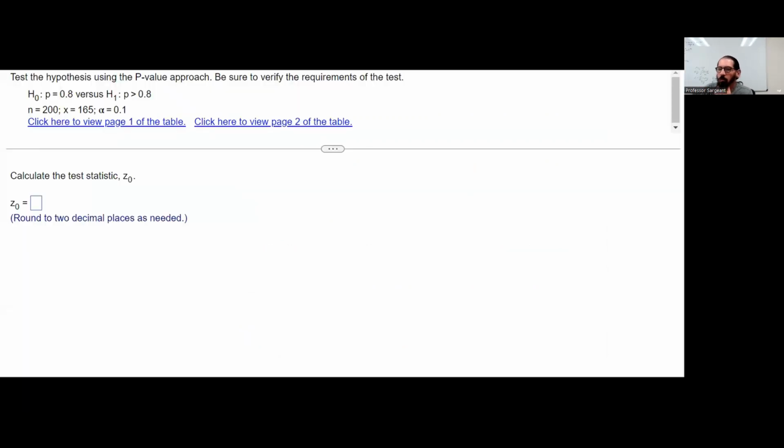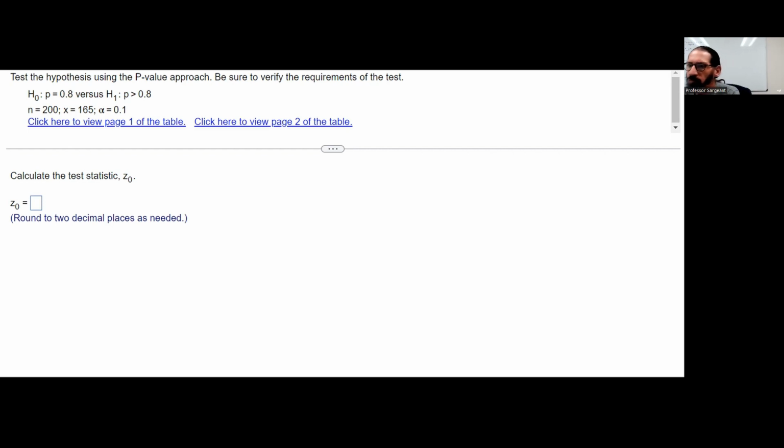Okay, so here we have a right tail test where we are told that H naught is that the population parameter is p equals 0.8, and the alternative hypothesis is that it is greater than 0.8. We have apparently a simple random sample of size 200 with x being 165. We're testing at the significance level of alpha equals 0.1, i.e. 10%.